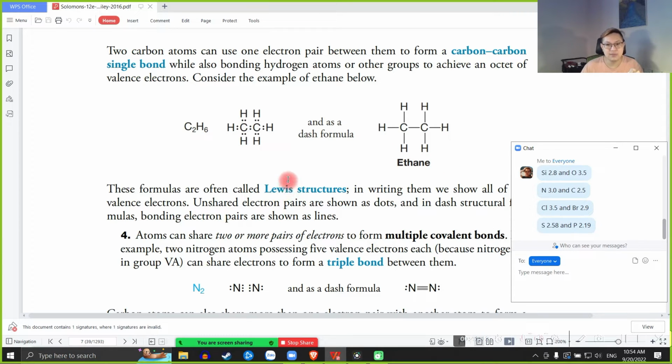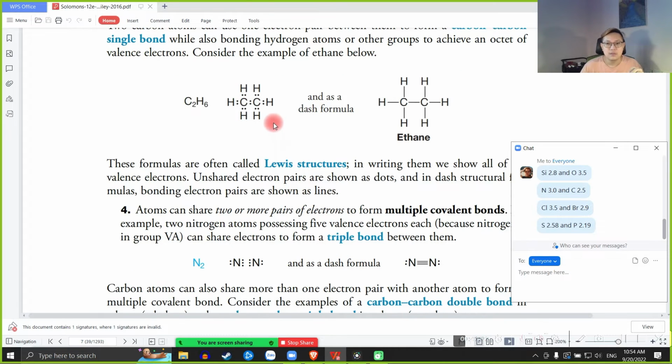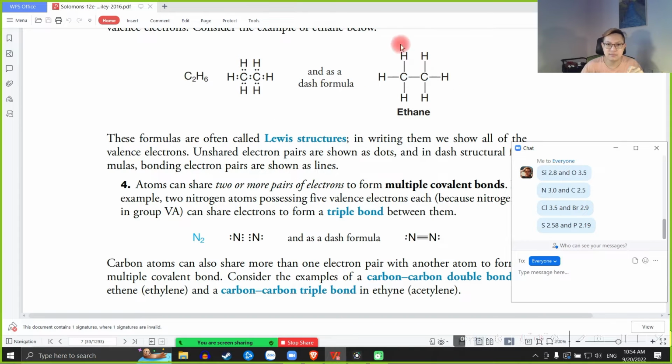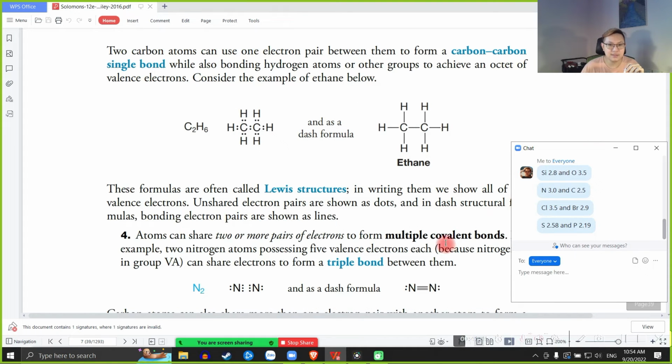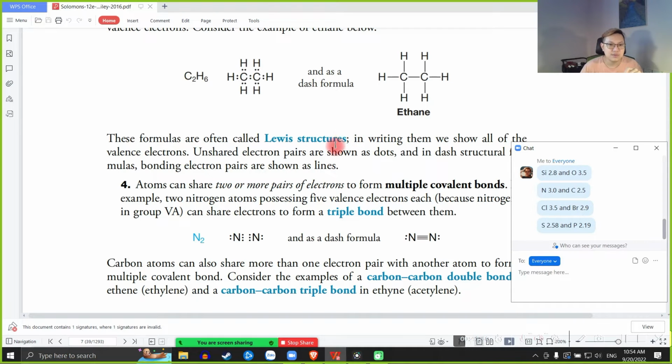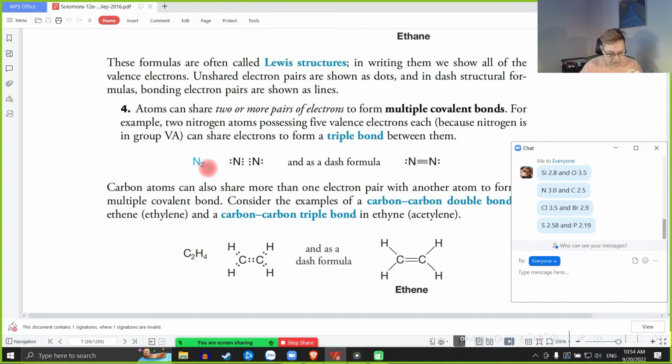The dot structures are called Lewis dot structures, or Lewis structures as well, named after a scientist named Lewis. You can write like this, or like that. Unshared electron pairs are shown as dots. These are unshared, and the ones that are shared, you write as a line. That's why in nitrogen, N2, the 6 electrons that form the bonds are represented as 3 lines, but these unshared pairs are just lone pairs. Atoms can share two or more pairs of electrons to form multiple covalent bonds, so you can have a double bond or a triple bond.